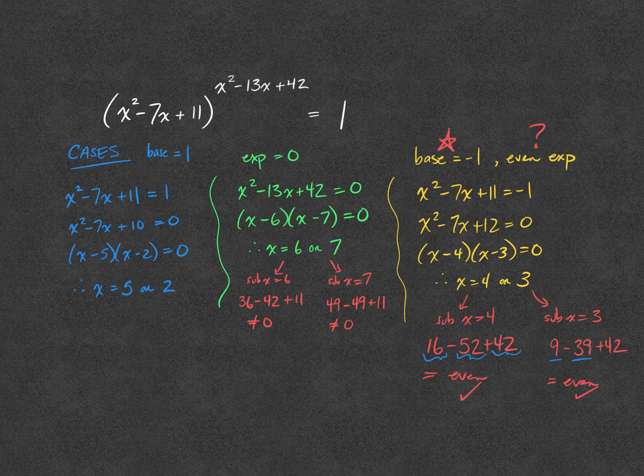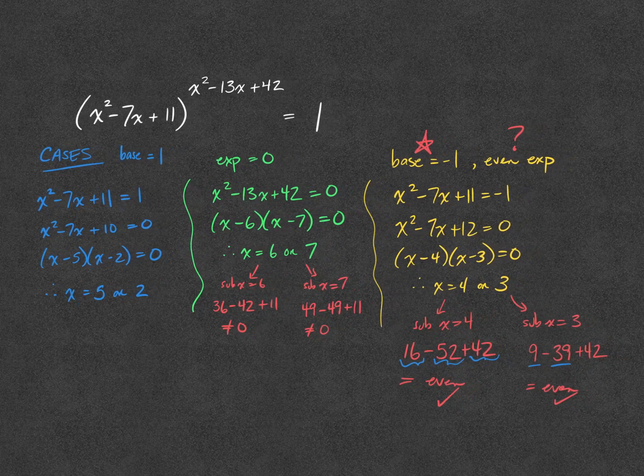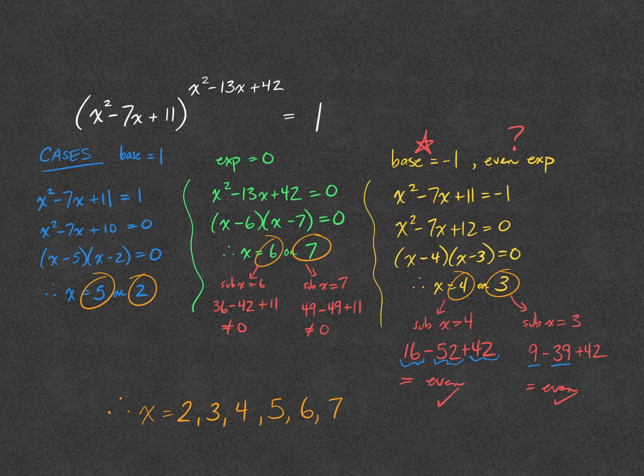Okay, that got a little small on our screen, but I'm hoping we can take a peek at that now and see that for an x value of 5, 2, 6, 7, 4, or 3, those satisfy that equation. And so therefore, my x values are 2, 3, 4, 5, 6, or 7.